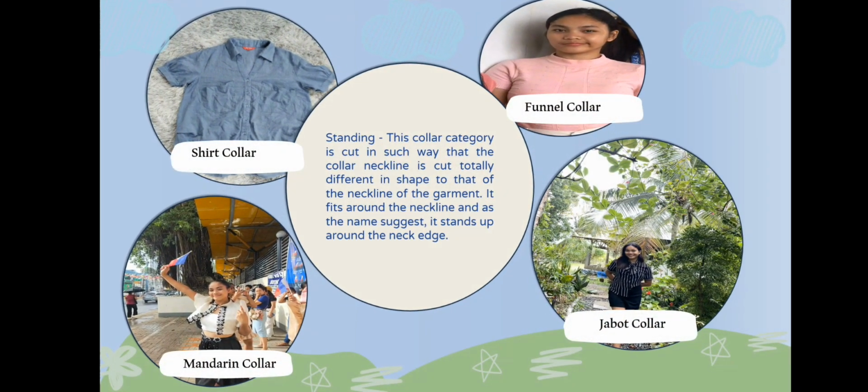Here are some types of standing collar. First, we have the shirt collar, commonly seen in polo shirts, uniforms, and others. Next we have the mandarin collar, commonly used in Filipiniana. The mandarin collar came from China. This collar is traditional to the Chinese. And we have the funnel collar and the jabot collar.